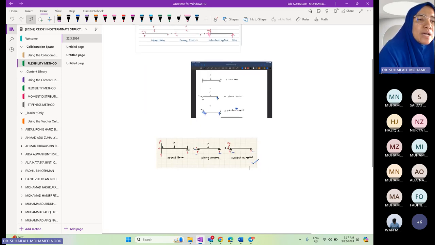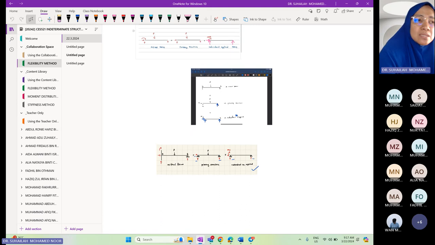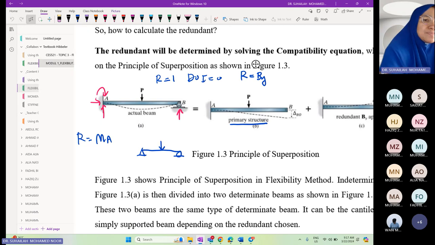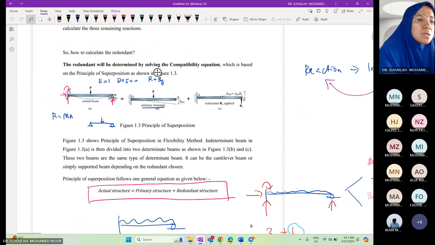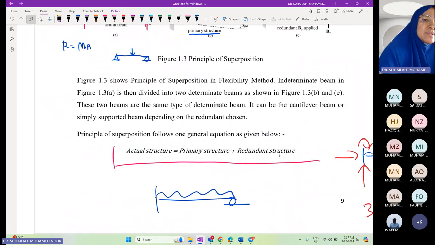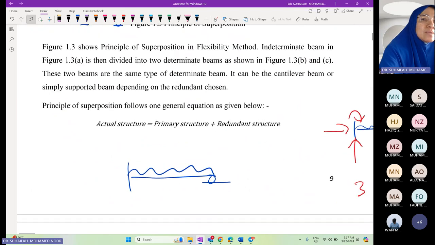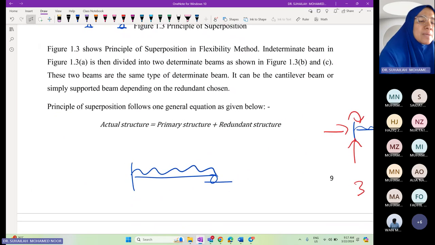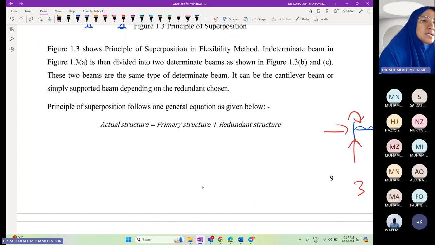Okey, make sure everyone understand about this concept. This is very very important. Okay, we go back to this. Okay, now principle of superposition. Ini dia, principle of superposition. Okay, nanti boleh baca lah. Okay, boleh baca. Tapi saya nak fokus kepada this one.